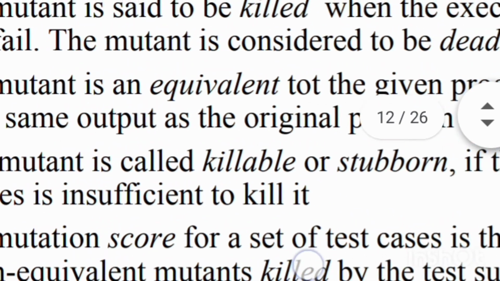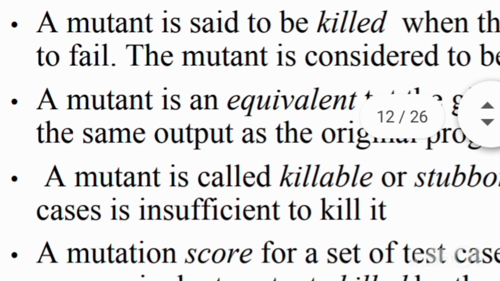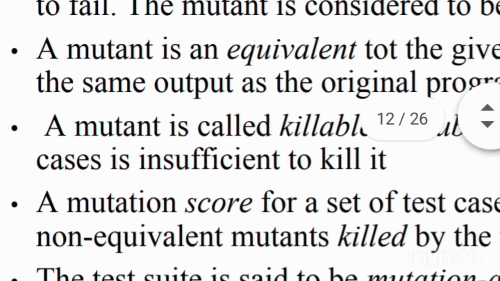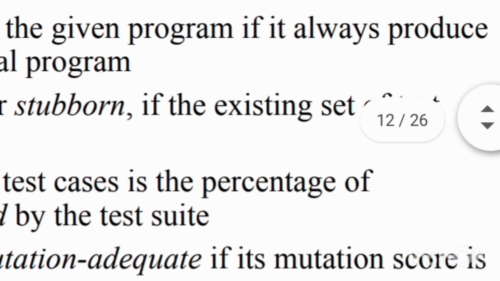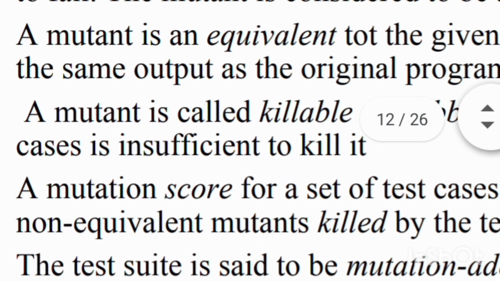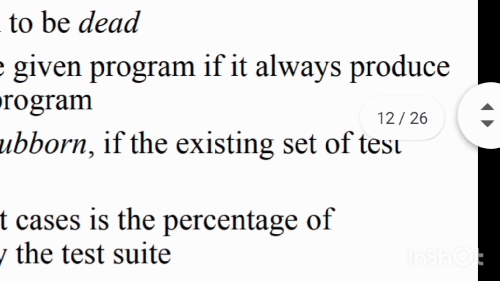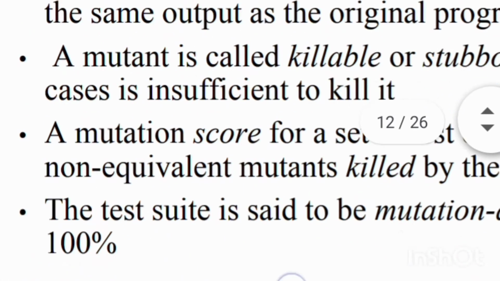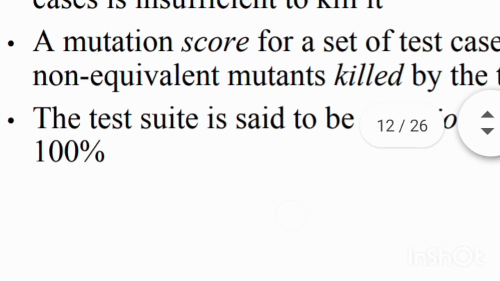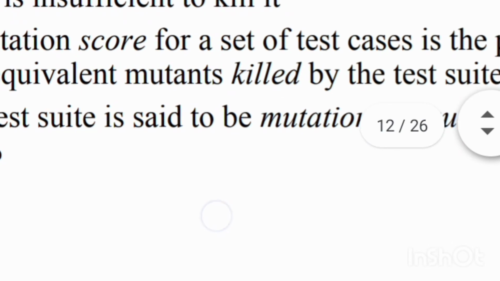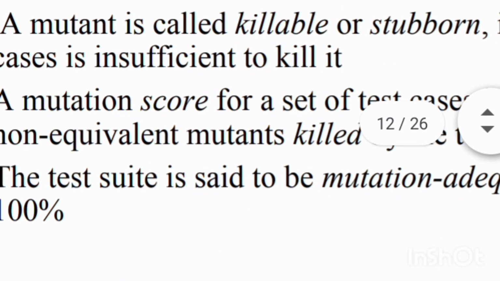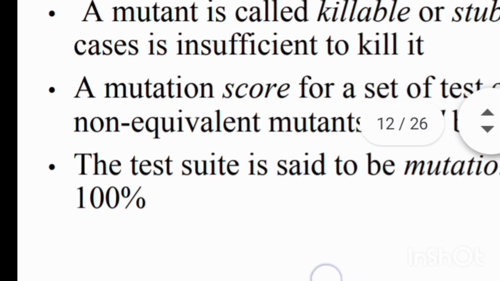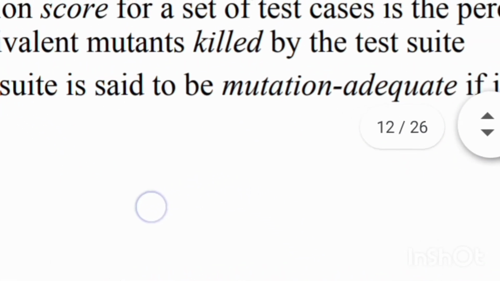Next one, mutation testing. Modify a program by introducing a single small change to the code. A modified program is called a mutant. A mutant is said to be killed when the execution of a test case causes it to fail. The mutant is considered to be dead.